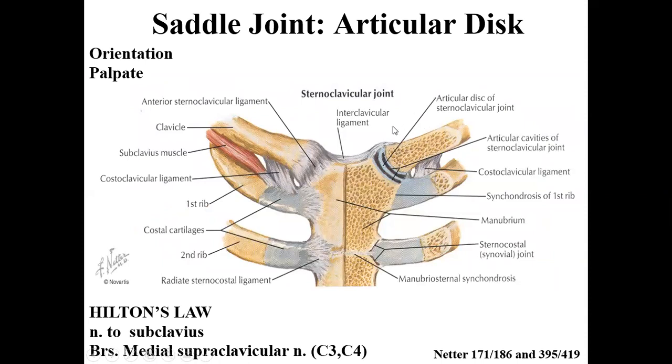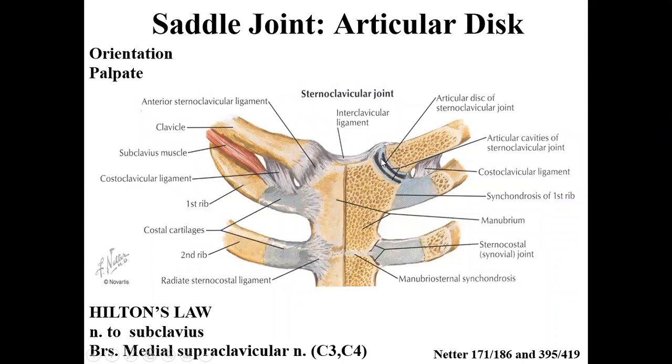Okay. So this is showing you a little bit more in depth the joint between your sternum and your clavicle. You can see again that articular disc of the sternoclavicular joint here, as well as articular cavities of the sternoclavicular joint. So you have the actual disc, and then you have the space between the two bones, and that gives you some flexibility, allows for some movement.